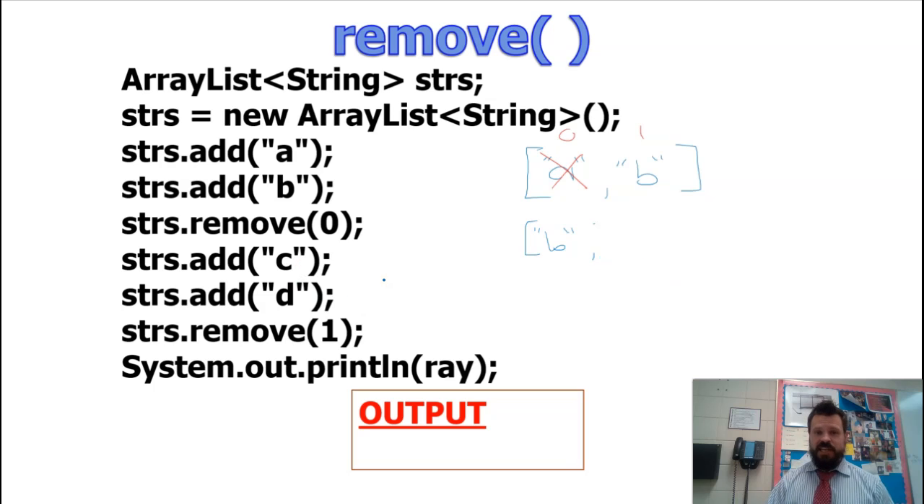And if I add C and add D, we can see that remove method work again. So now when I call strs.remove(1), it's going to remove what's in the first element, as in the C, and then it's going to shift all the elements above that down 1. So my result would be this array here, BD.